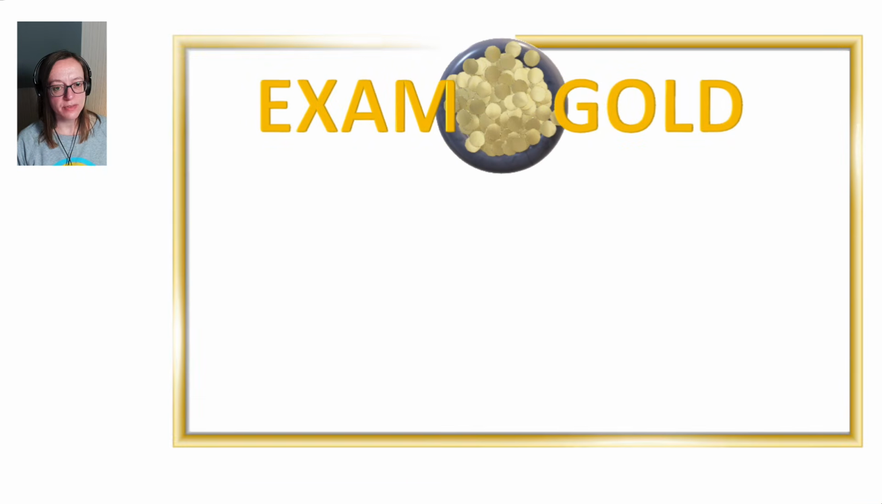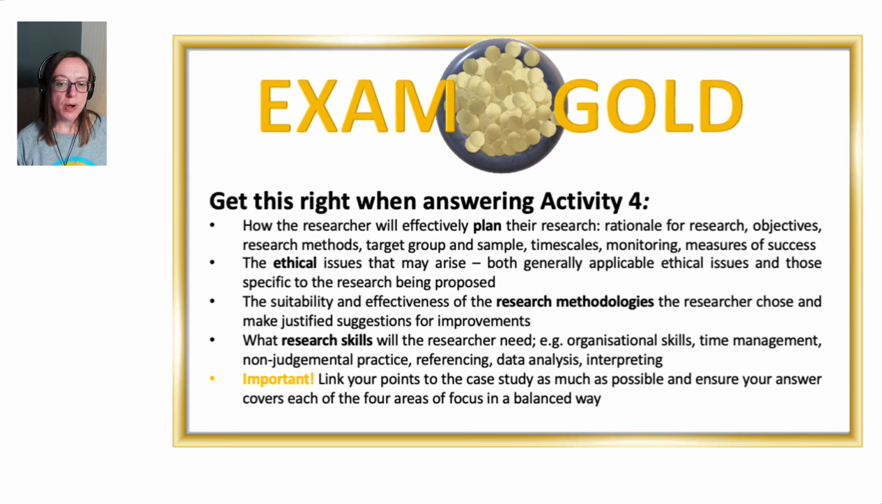So exam gold for activity 4. When you answer activity 4, these are the things that you need to get right. So you need to make judgments about how the researcher can effectively plan their research. So you need to cover the rationale, objectives, research methods, target group and sample, timescales, monitoring, and measures of success. You also need to consider some of the ethical issues that might arise. So that could be both generally applicable ethical issues and those that are specific to the research being proposed. You also need to look at the suitability and the effectiveness of the research methodologies the researcher has chosen. And if you want to make suggestions for improvements, give reasons why you're suggesting those improvements.